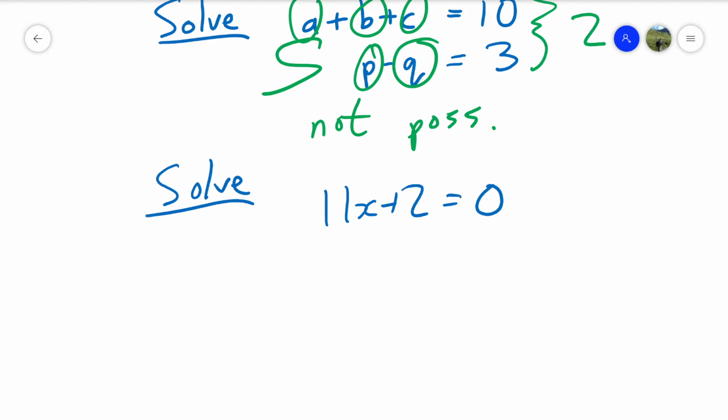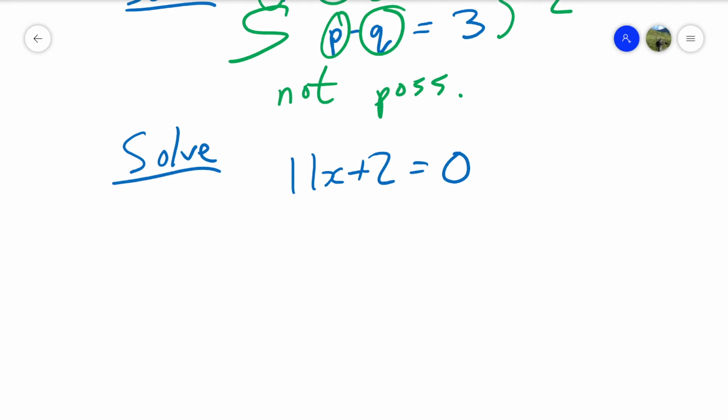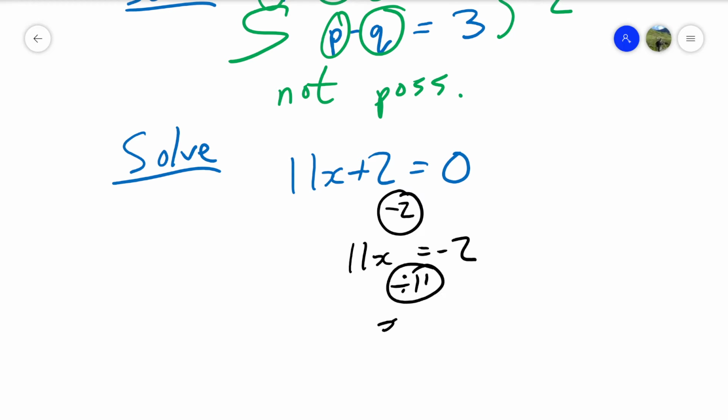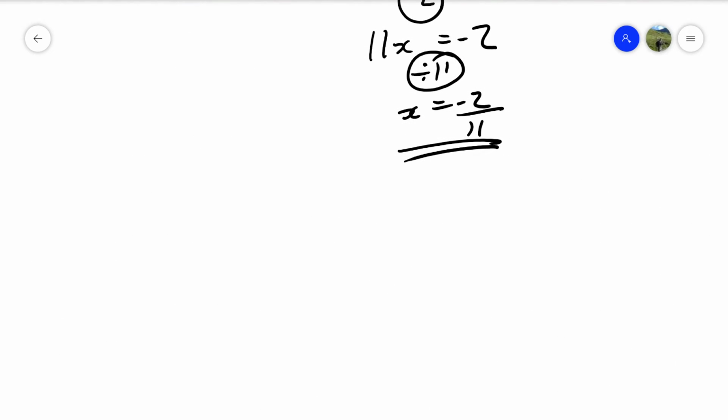Have a go at this in your own time. That's supposed to be a plus sign. Okay. I'm going to answer this by rearranging. I'm going to minus 2 from both sides first. 11x equals minus 2. Now I'm going to divide by 11. x equals minus 2 over 11. There we go. That's that one.